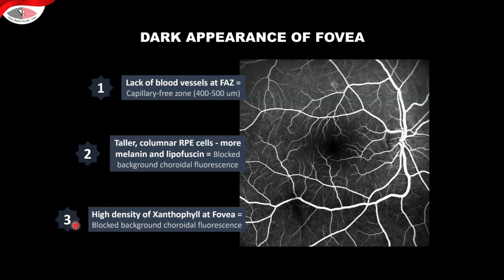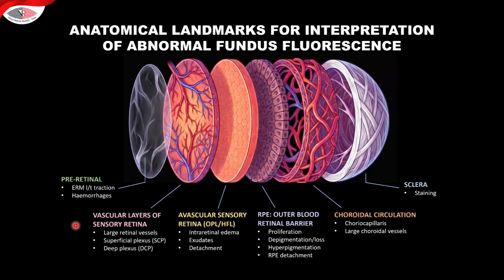So why is the fovea dark? There are a few reasons for that. One is the lack of blood vessels in the FAZ, which is the capillary non-perfusion zone, 400 to 500 microns. There are taller columnar RPE cells which have more melanin and lipofuscin, which is why there is blocked background choroidal fluorescence. And of course, the high density of xanthophyll at the fovea also causes the blocked background choroidal fluorescence.